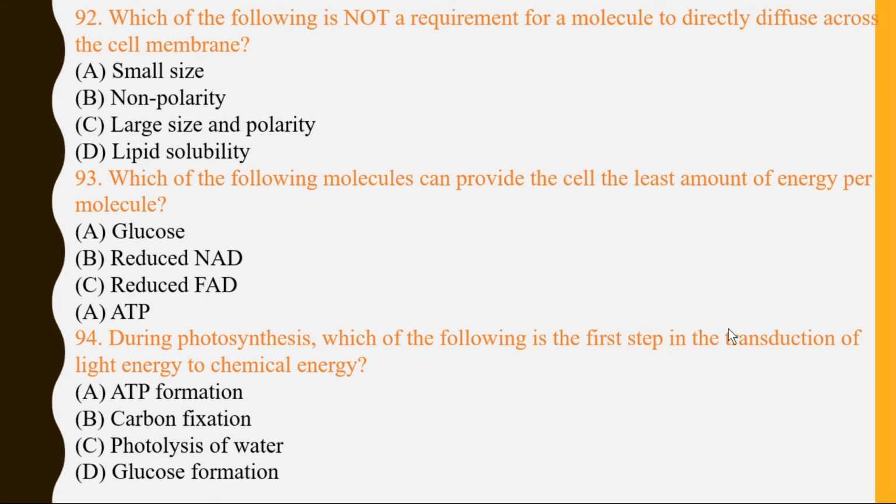Question number 94: during photosynthesis, which of the following is the first step in transduction of light energy to chemical energy? A, ATP formation; B, carbon fixation; C, photolysis of water; D, glucose formation.